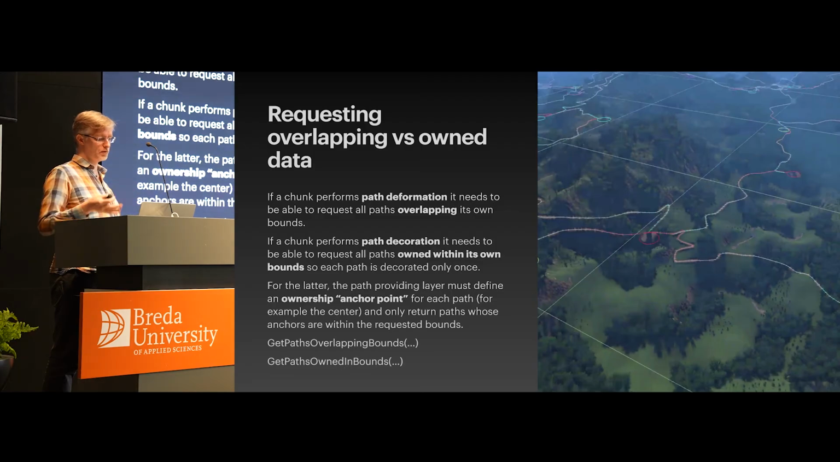So the layer that's providing the data can check all the chunks that overlap the bounds and collect all the paths, but only return the paths where the ownership point, which could just be the center of the path, lies within the request bounds. Right. So those are different patterns. If the layer that has the path needs to provide both of those services, you'll probably want two different methods: one for requesting overlapping paths and one for requesting owned paths in bounds.